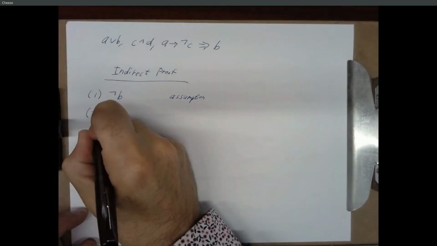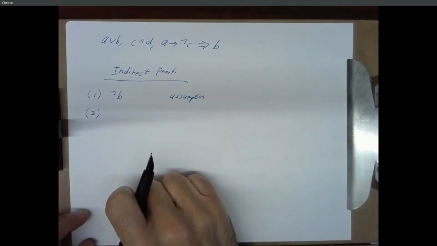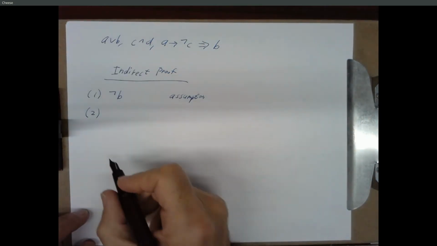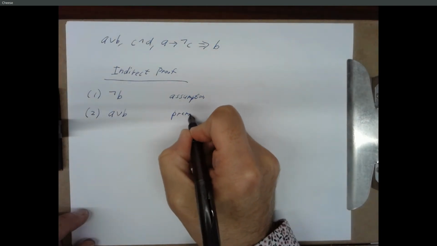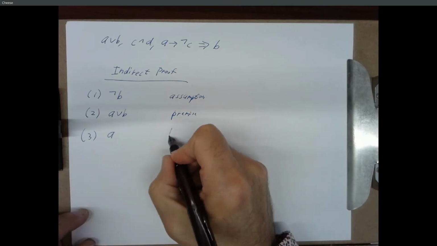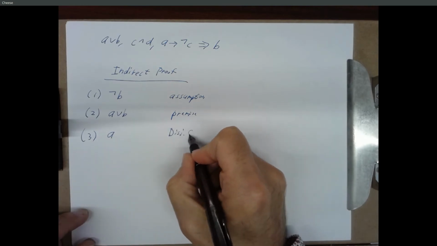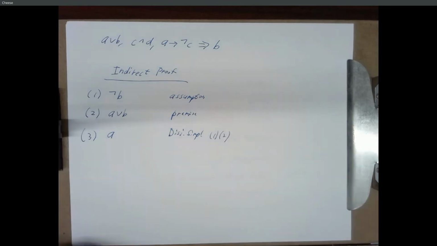And let's put that together with A or B and use this disjunctive simplification again and say therefore A must be true. So let's write down A or B. That's a premise. And that's going to lead us to conclude A due to disjunctive simplification of 1 and 2.